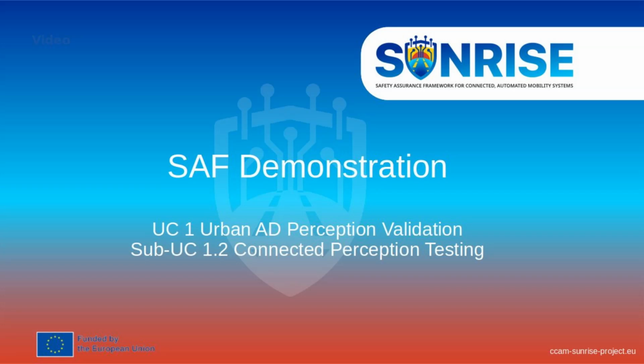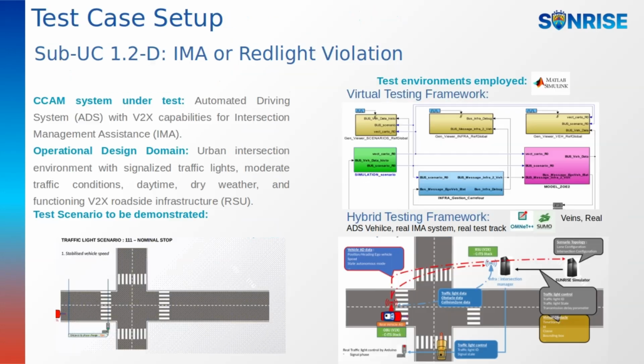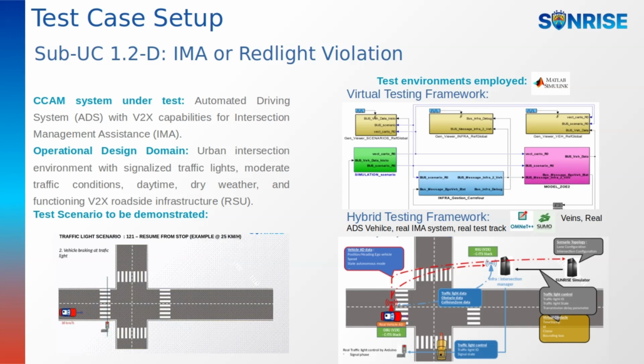Welcome to another Sunrise Series video showcasing Use Case 1.2, Connected Perception Testing and the Sunrise Safety Assurance Framework in action. This video showcases an automated driving system, ADS, tested at a signalized urban intersection with an intersection moving assist, IMA system. It validates 4 SAF parts: allocation, execution, coverage, and test evaluation.